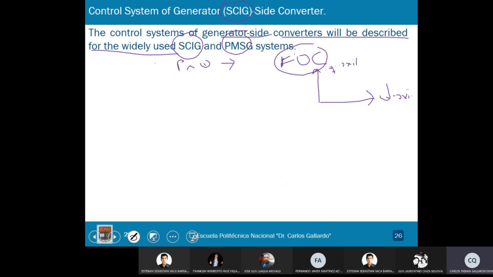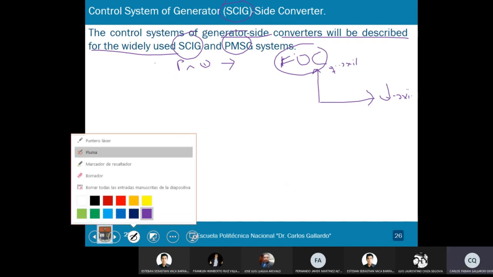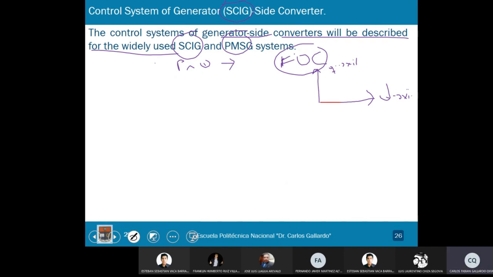Okay, so it means the generator rotor flux is aligned with the D-axis of the synchronous rotating reference frame. In other words, the rotor flux on D-axis is equal to the magnitude of the rotor flux.